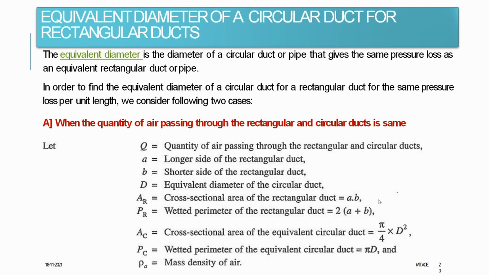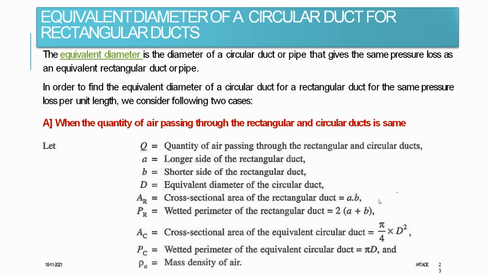Now after knowing the friction factor, moving toward our next topic, which is the equivalent diameter of a circular duct or rectangular duct. If we are given the diameter of a circular duct, how can we get the area for the rectangular duct? That is to be found. Here we have the derivation given, so we will see how we get that. The equivalent diameter is the diameter of a circular duct or pipe that gives the same pressure loss as the equivalent rectangular duct or pipe. So this is the basic definition of equivalent diameter.